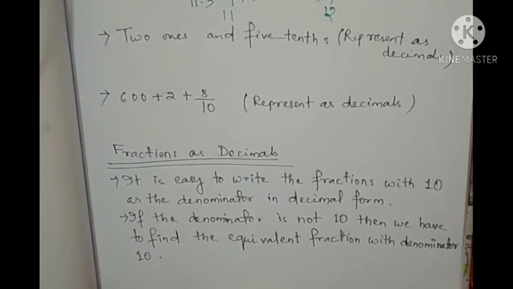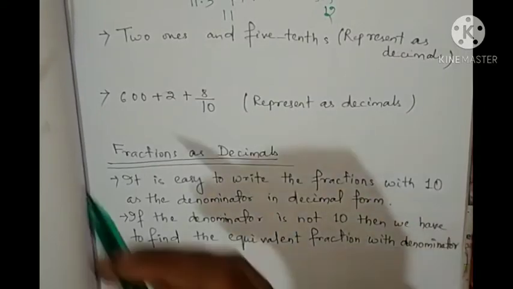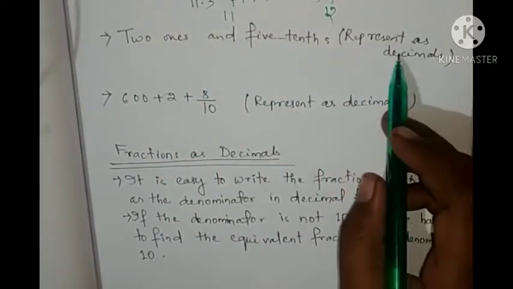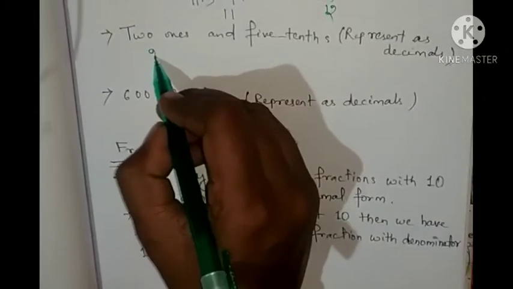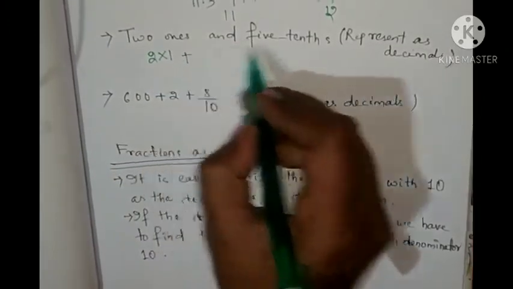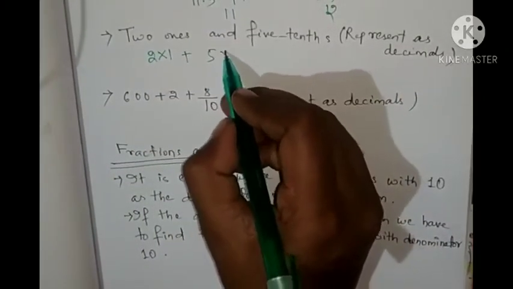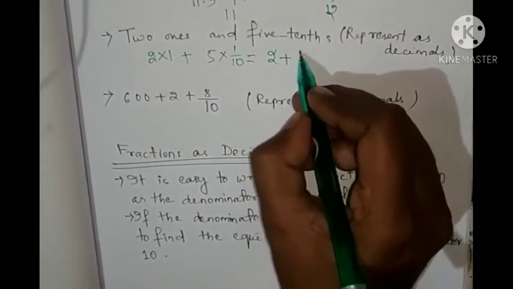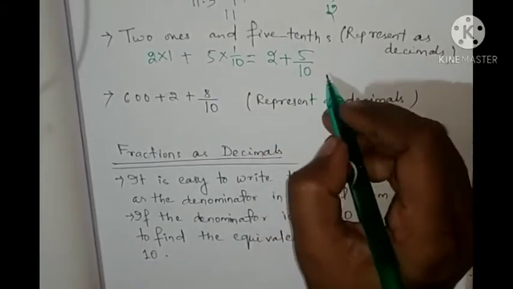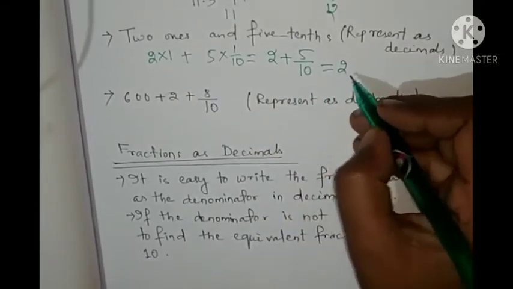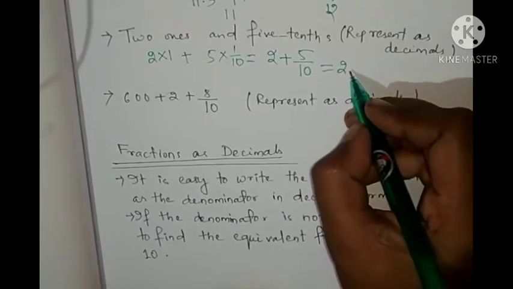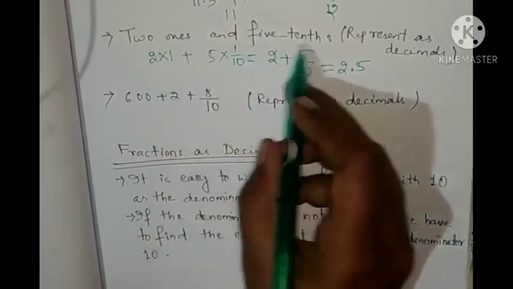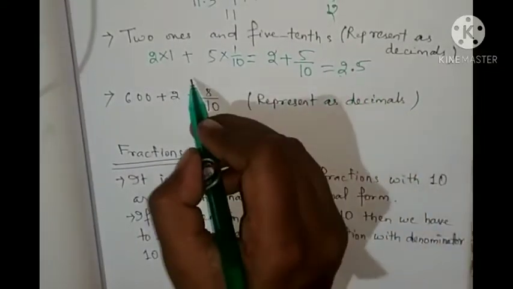Okay, next you see, look here, some examples are given. 2 ones and 5 tenths, represent as a decimal. 2 ones means 2 into 1, plus 5 tenths means 5 into 1 by 10. So you can write 2 plus 5 by 10. So what can you write? 2.5. Okay, so 2 ones and 5 tenths. So how do you read it?